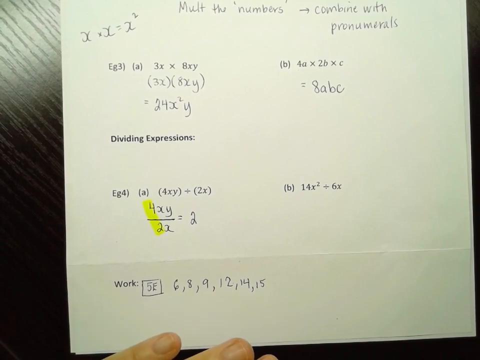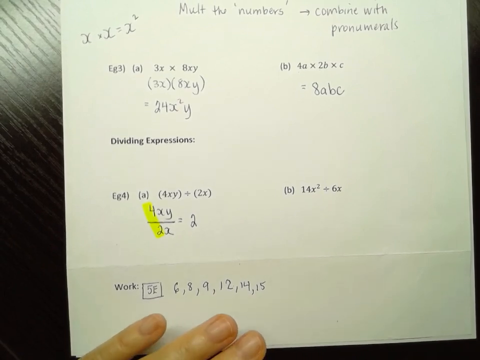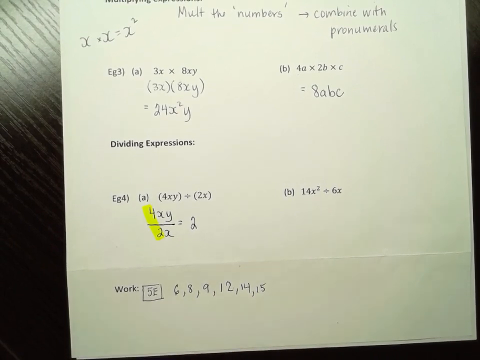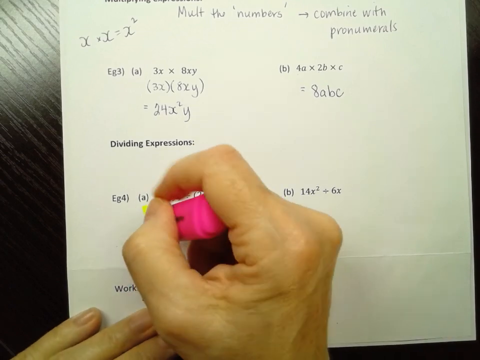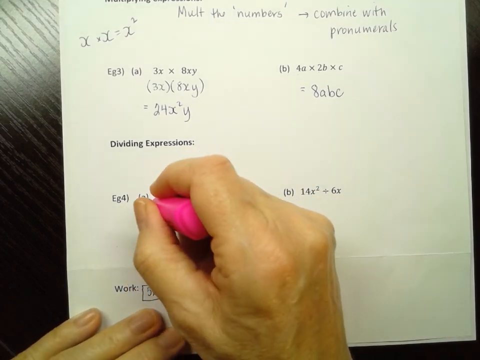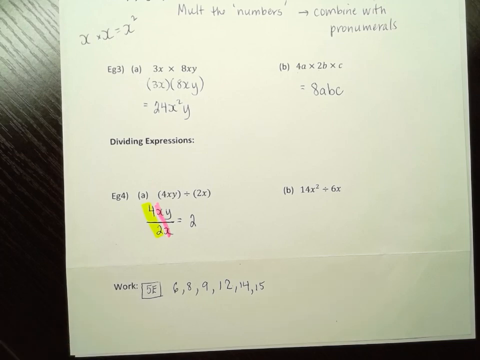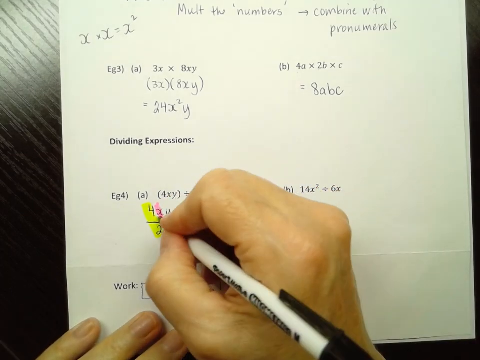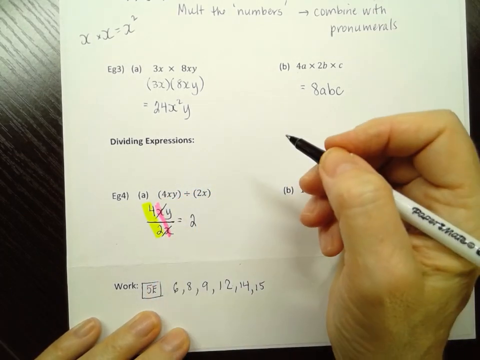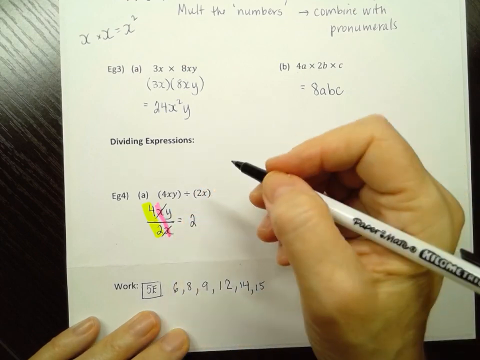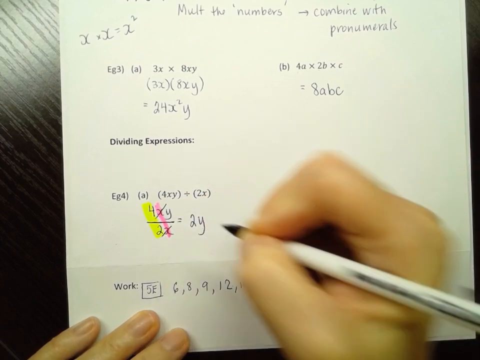So that's done. Then I look at the letters one letter at a time. So I'll look at the x's, and I've got the x's there. And if the x's are exactly the same, you know, anything over itself, I can just cross them out. They're gone. x divided by x is 1. It's a big pink 1 there. And the y is just left sitting there, so I can write that.